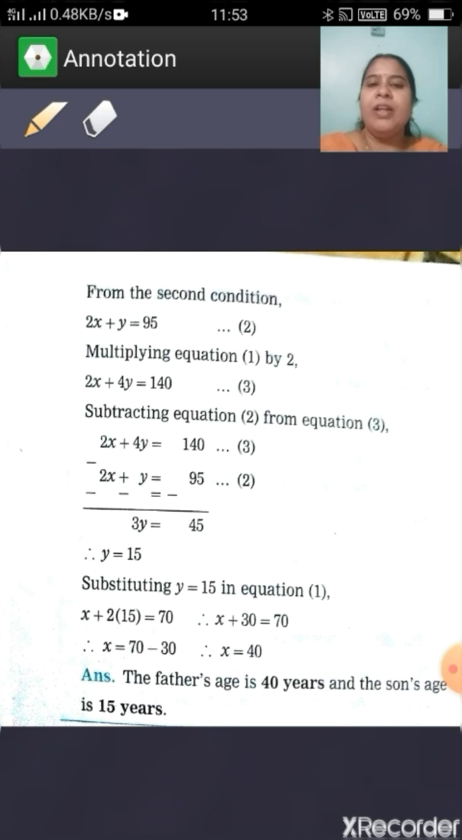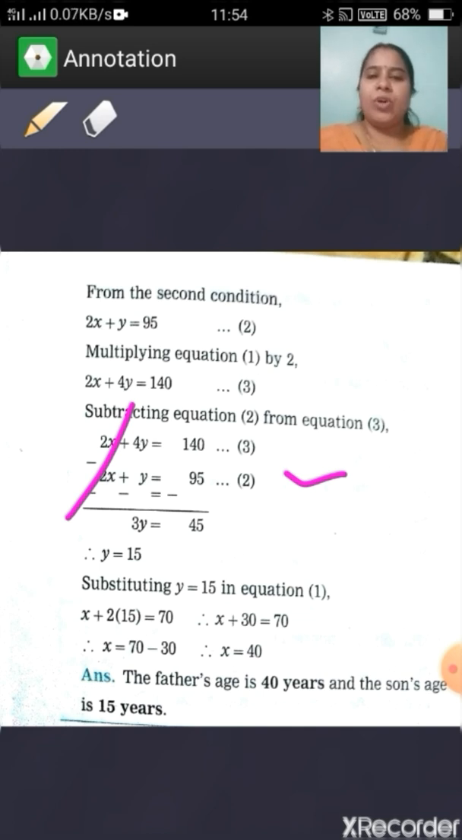And when we subtract, we change the sign of the equation which is written down, that is the second equation. So we will change the sign and accordingly subtract. When we change the sign, this 2x and minus 2x will get cancelled, while plus 4y minus y is nothing but 3y is equal to 140 minus 95, which is equal to 45. So y will be equal to 45 by 3, that is 15.